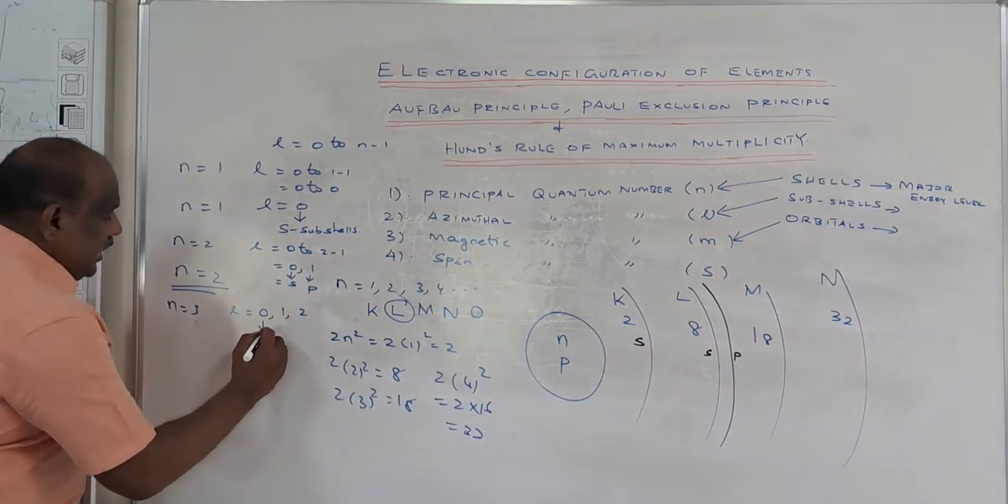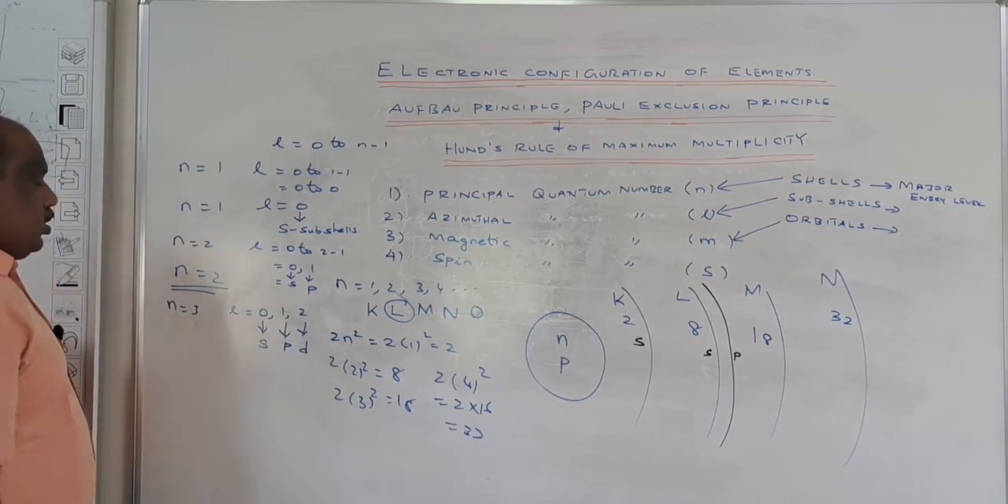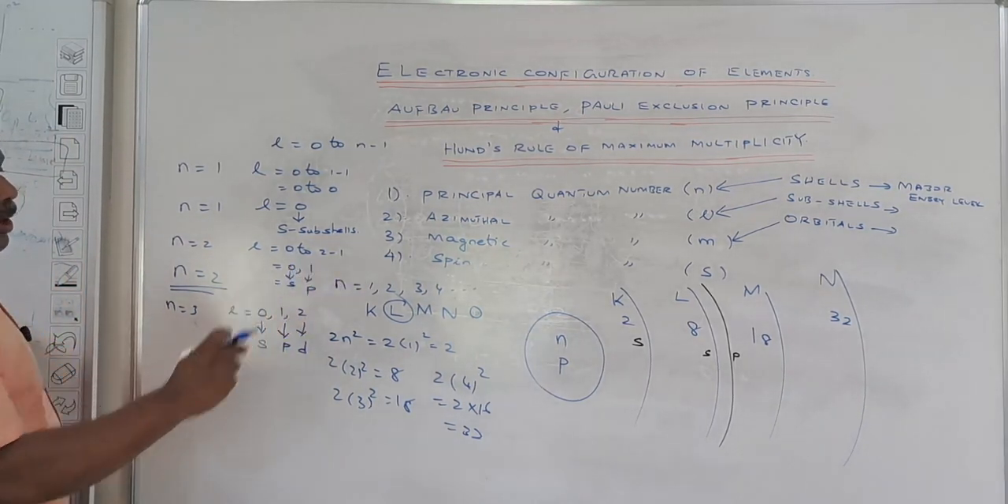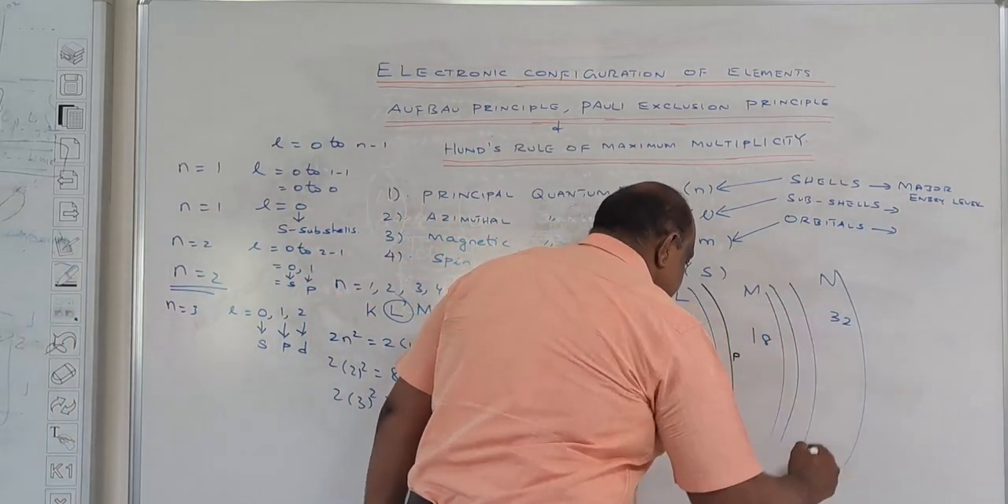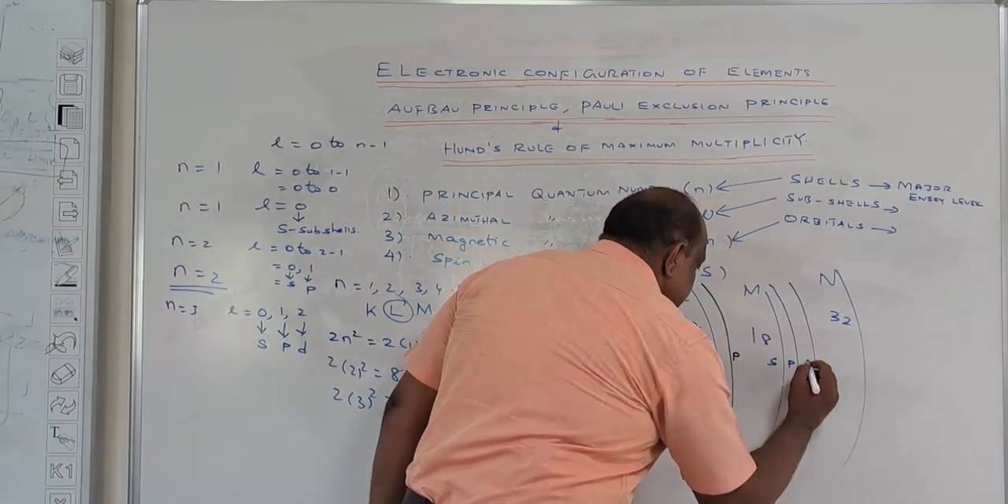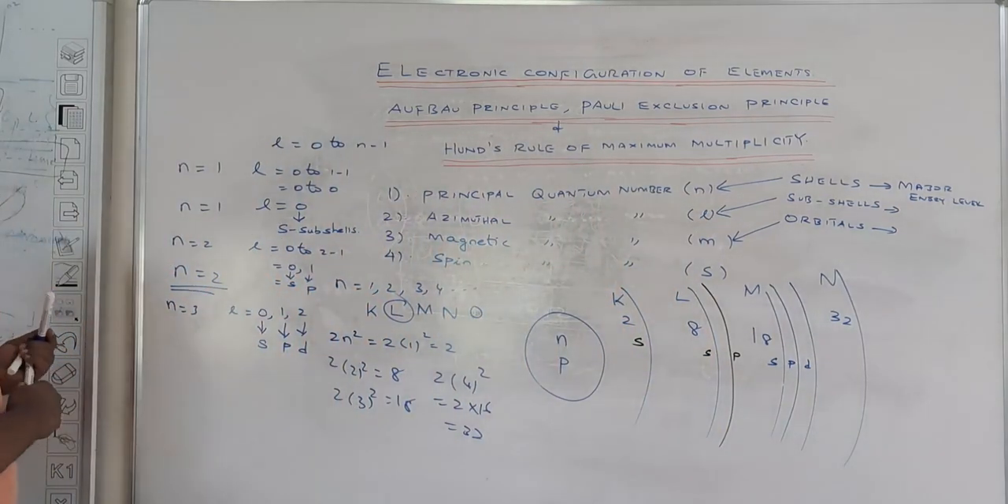So 0 indicates S, 1 indicates P, and 2 indicates D. We can see when n equals 3, it can accommodate 3 subshells. So how can I draw? I can draw like 3. It is S, it is P, it is D.